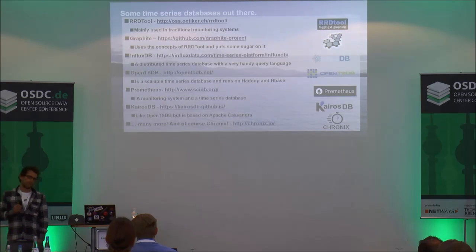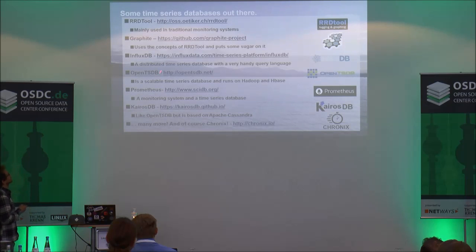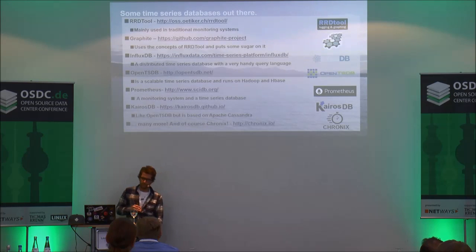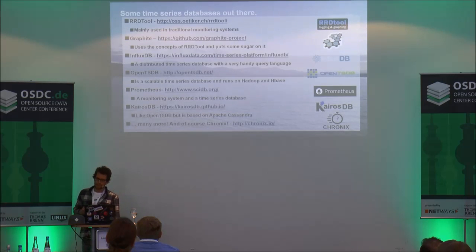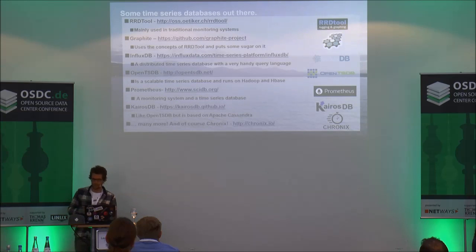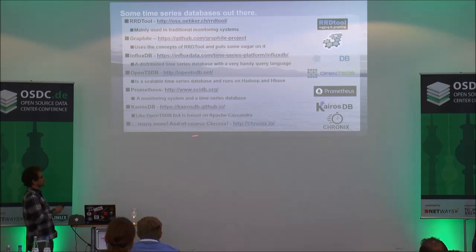There are many time series databases out there implementing one or more or even all features. I've listed a few of them. For example, RRDtool, which is mainly used in traditional monitoring systems, or Graphite, that uses some of the concepts and puts some sugar on it, more functions, better visualization. InfluxDB, which has a very handy query language that is similar to SQL. OpenTSDB, based on HBase and Hadoop, or Prometheus. SciDB is just a first time series database used for scientific reasons, or KairosDB, which is a rewrite of OpenTSDB, and Netflix Atlas, and Druid, and DalmatinerDB, and of course Chronix.